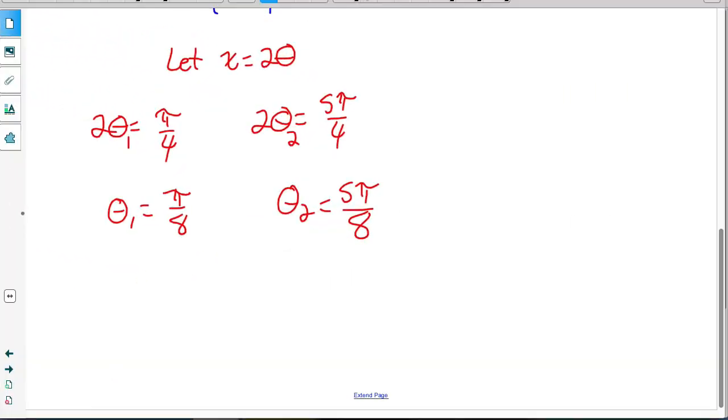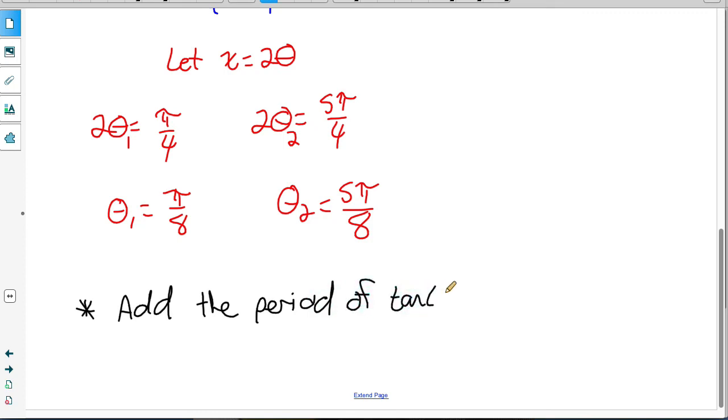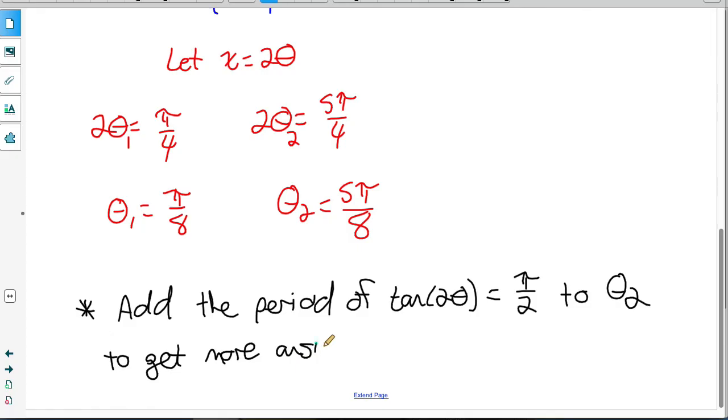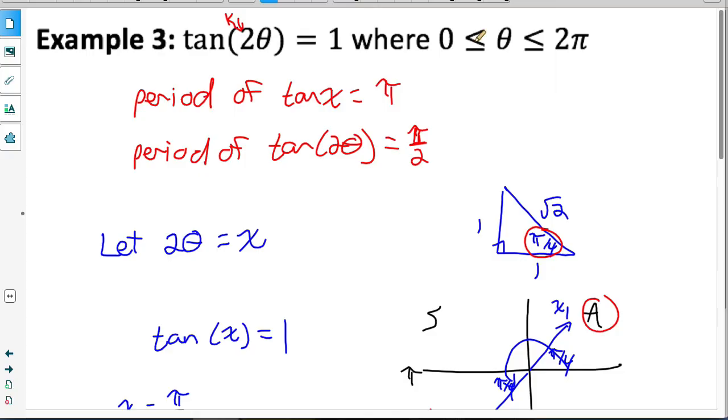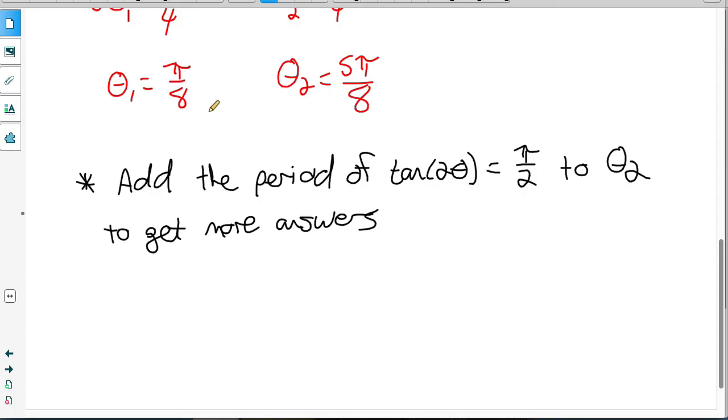So I'll make a note for you here. Add the period of tan of 2 theta, which in this case is pi over 2, to theta 2 to get more answers. And you keep adding the period until you've found all the answers within the interval the question specifies. And this question said between 0 and 2 pi. And hopefully you understand I'm not going to bother adding pi over 2 to the first answer because it'll just give me this answer, and I already have that.